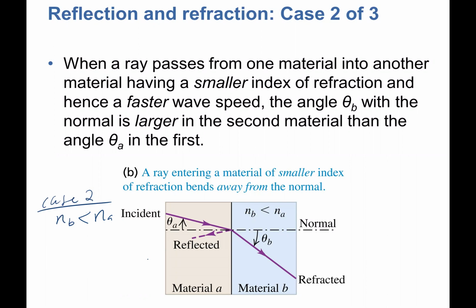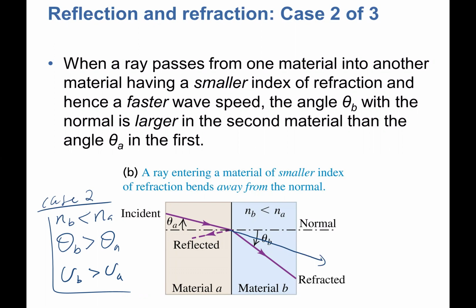So what happens here is, let's say, this is the original path of the light. Comparing the angle of refraction to the incident angle, theta A, this time theta B is greater than theta A. That means as light goes from higher index of refraction to lower index of refraction, it bends away from the normal and also speeds up. So it's going to move faster than in medium A. So this is case A.